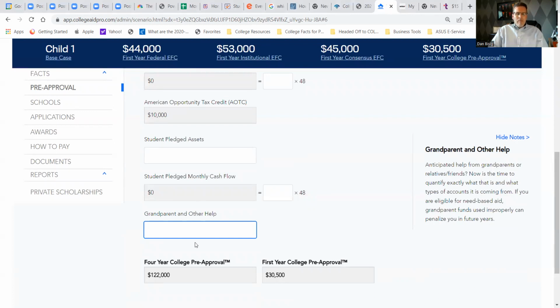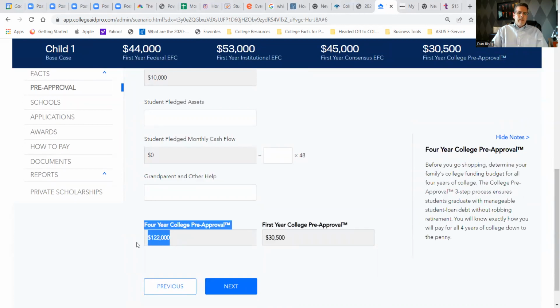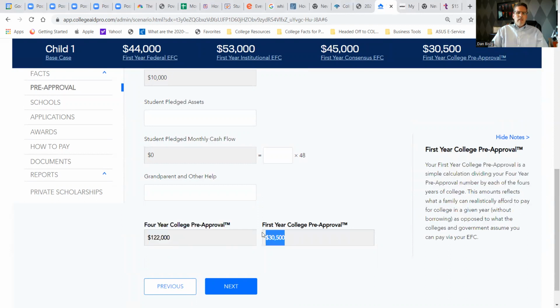But right now, based on what we have, the pre-approval amount that we've calculated is $122,000 that's available, or that breaks down to $30,500 per year that you have to pay for college. And this could be a great way for you to educate your student as to how you're going to step up and help. Because remember, if you're applying to a college that takes the Free Application for Federal Student Aid, they're expecting 44. Well, you have $30,500 available.